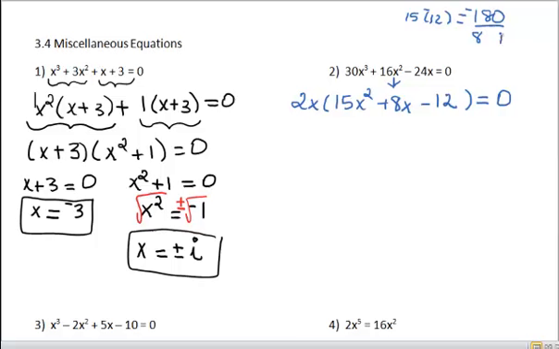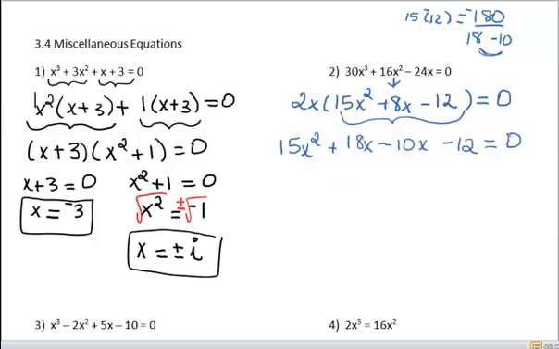So how about 8 and 10? I mean 18 and 10. 18 times 10 is 180, and if we want to add them to get a positive 8, then the 10 needs to be negative. So we're going to factor this using the AC method. 15x squared plus, we're going to split the 8x into these two. So plus 18x minus 10x minus 12 equals 0. Now we can factor by grouping.